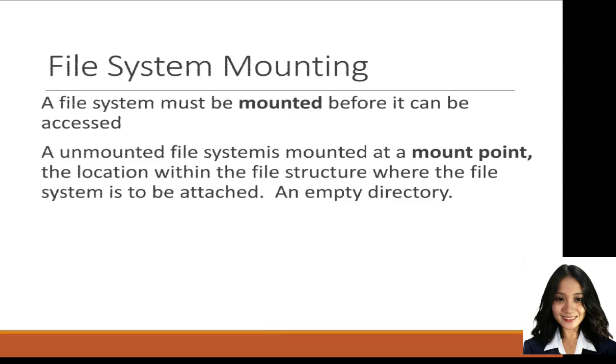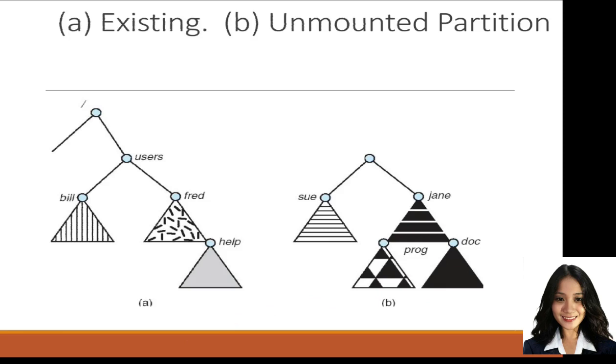File system mounting: a file system must be mounted before it can be accessed. An unmounted file system is mounted at a mount point, the location within the file structure where the file system is to be attached, an empty directory. So this is the mount point and this is the new file.